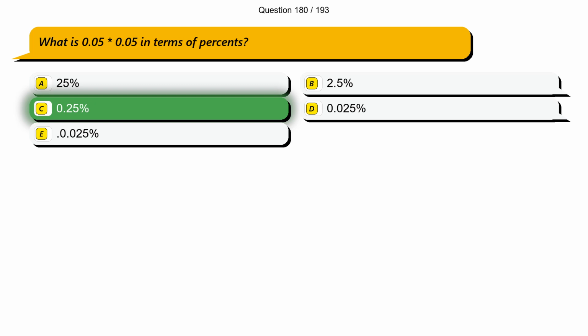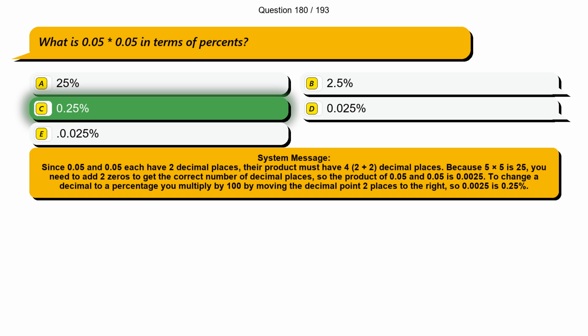The correct answer is Option C, 0.25%. Since 0.05 and 0.05 each have 2 decimal places, their product must have 4, 2 plus 2, decimal places. Because 5 times 5 is 25, you need to add 2 zeros to get the correct number of decimal places, so the product of 0.05 and 0.05 is 0.0025. To change a decimal to a percentage, you multiply by 100 by moving the decimal point 2 places to the right, so 0.0025 is 0.25%.